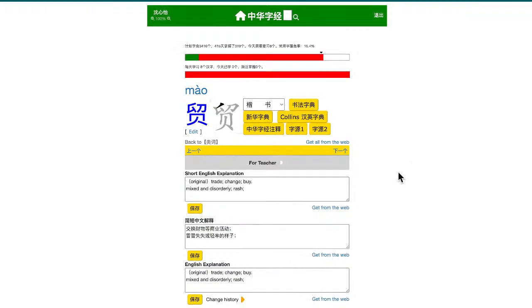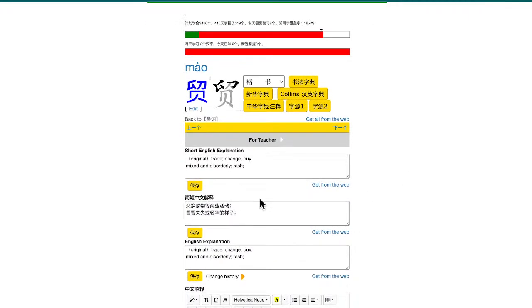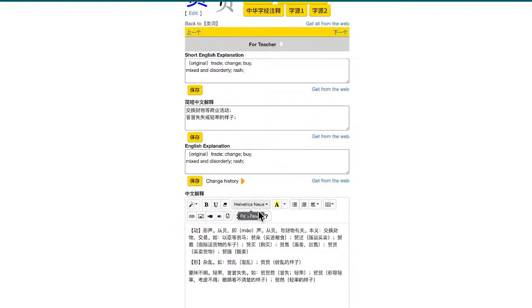Next one, 贸. 贸 originally means trade, exchange, or buy, purchase. Okay, so 贸.